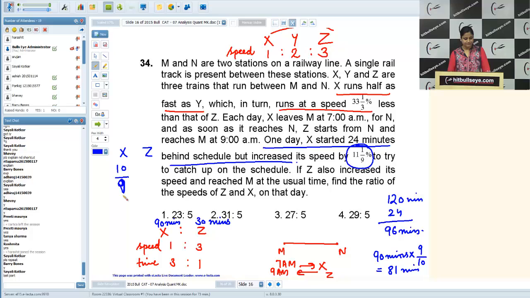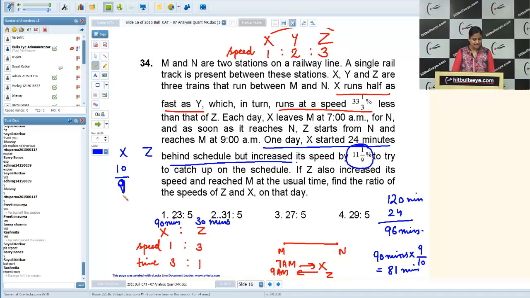Yes, once again, Sayali. It says that X has increased its speed by 1 by 9. What is the fraction? That is 1 by 9. So if we consider that X's speed was originally 1, its new speed will be 1 plus 1 by 9, which comes out to be 10 by 9. If its speed is 10 by 9, the new time will be 9 by 10, because time and speed are inversely proportional. Original time was 90, so the new time will be 90 into 9 by 10, which comes out to be 81 minutes.